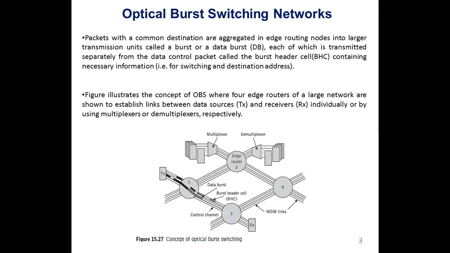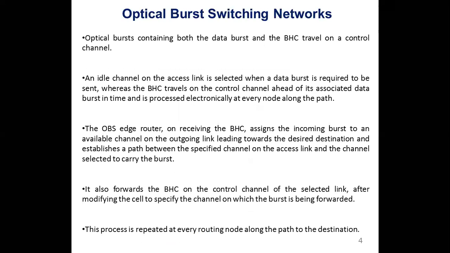So this diagram basically is showing you the concept of OBS, where you have four edge routers of a very large WDM network, and the aim is to establish a link between the data source and the receiver. Either you can do it individually or by using multiplexers or demultiplexers. So the optical burst, which will contain the data burst as well as the BHC, will travel on some control channel. Any idle channel, the channel which is not being used, on the access link, the link that we are using to transmit the data, it will be selected when a data burst is required to be sent.